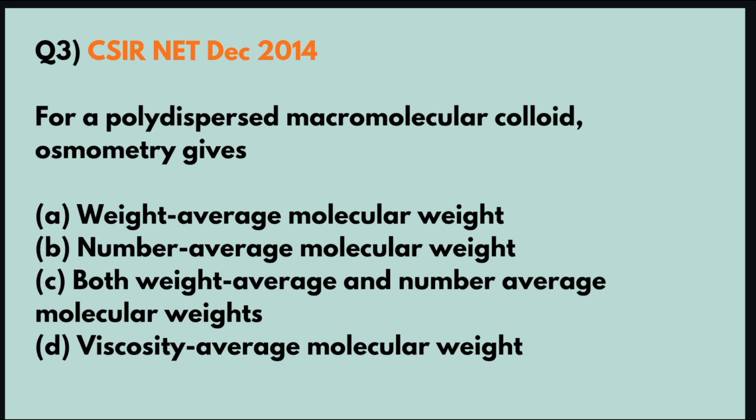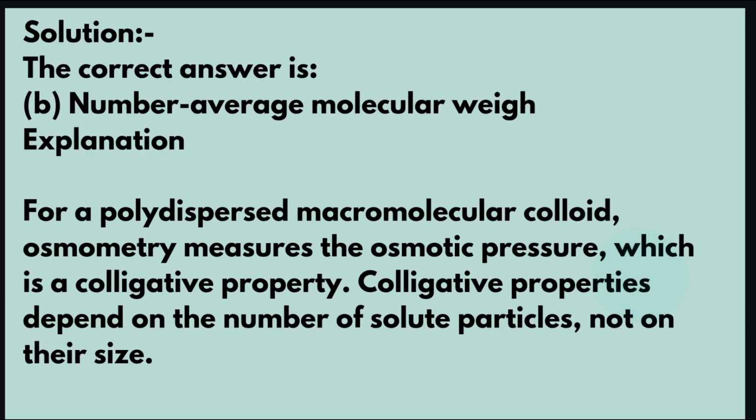Question 3. This was asked in CSIR in December 2014. For a polydispersed macromolecular colloid, osmometry gives: four options are given. Option A, weight average molecular weight. Option B, number average molecular weight. Option C, both weight average and number average molecular weights. And option D is viscosity average molecular weight. Now let's see the solution.